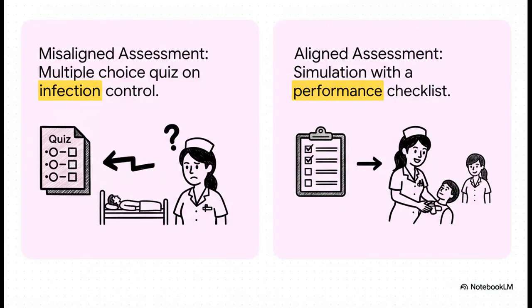Let's make this real. Here's a perfect nursing example. Say your objective is for a student to demonstrate sterile technique. Now, a misaligned assessment would be to give them a multiple-choice quiz about infection control policies. Sure, they might know the facts, but can they do it? No way to tell. The aligned assessment? You get them in the sim lab with a mannequin and a checklist and have them actually do it. That's the moment of truth.